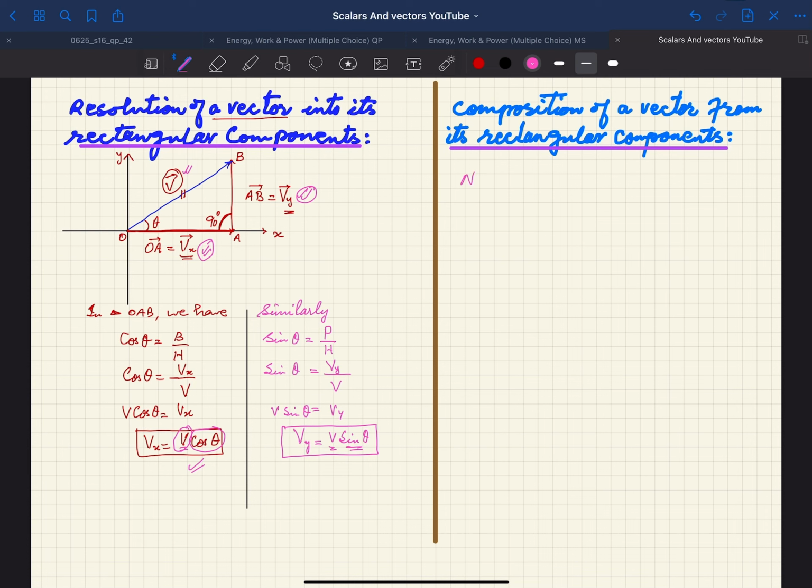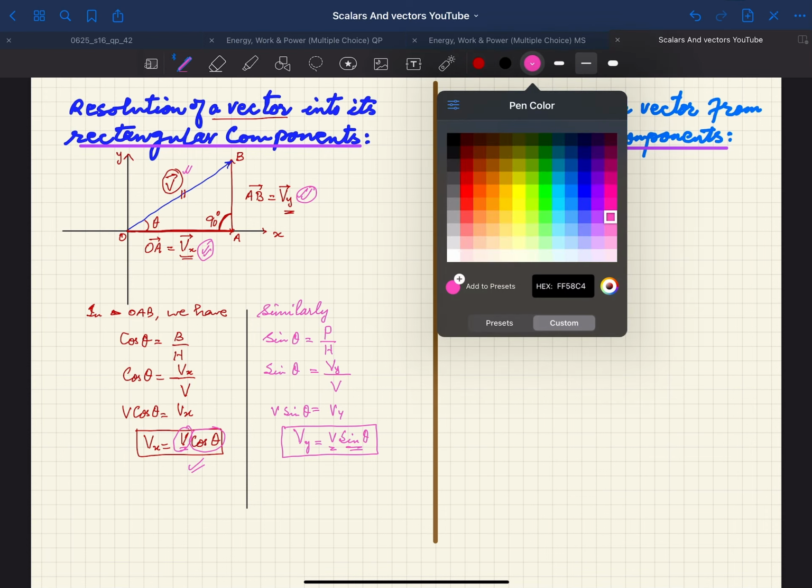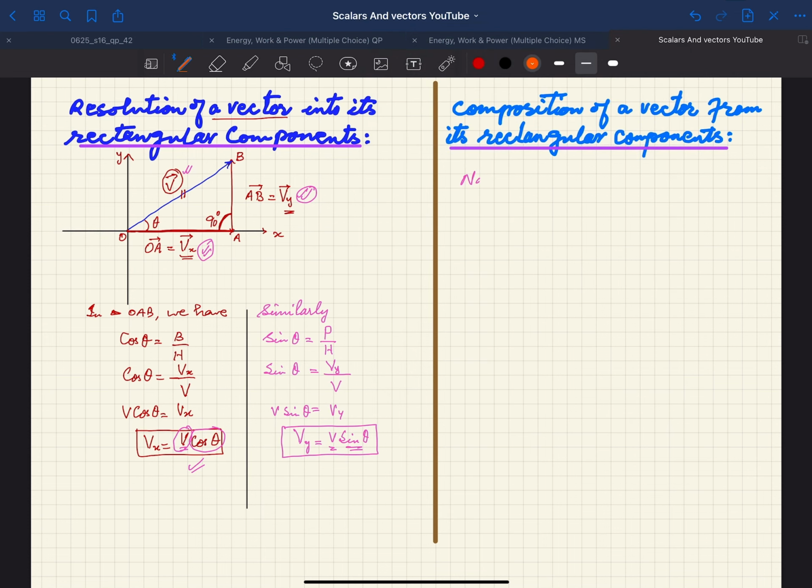Now in this case what we can do, simply you can write that here we have another situation. Now we have triangle OAB, and by using the Pythagoras theorem, you know that the hypotenuse square is equal to base square plus perpendicular square.